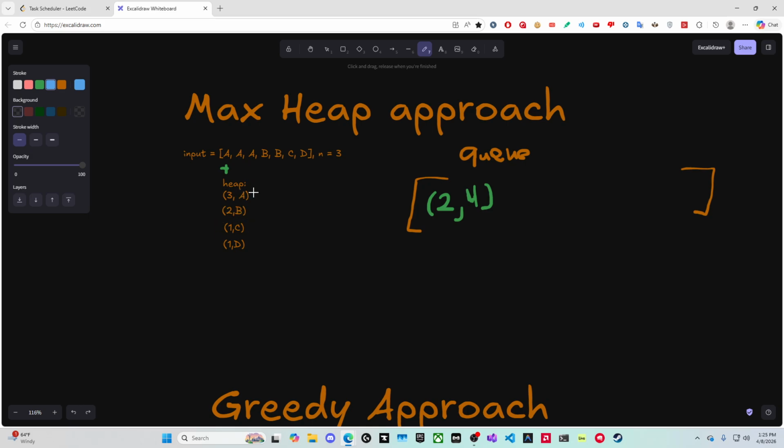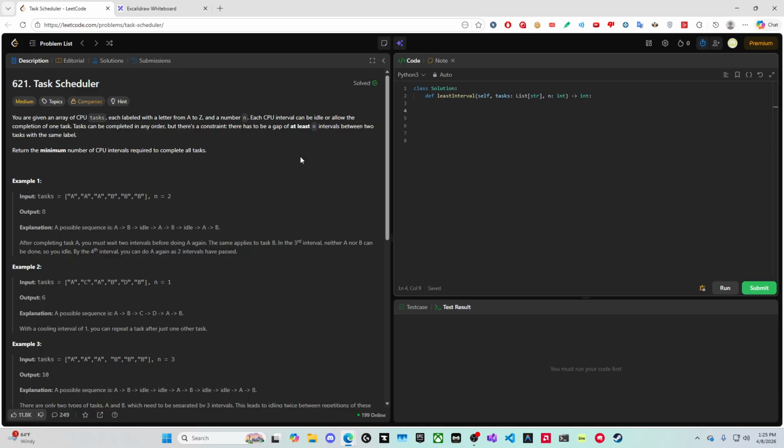So for our heap, we need to basically count the frequency of these letters, right? But our input is really just a bunch of tasks, right? So we actually have to find a way to get these frequencies, right? So we're going to do this by using Counter.